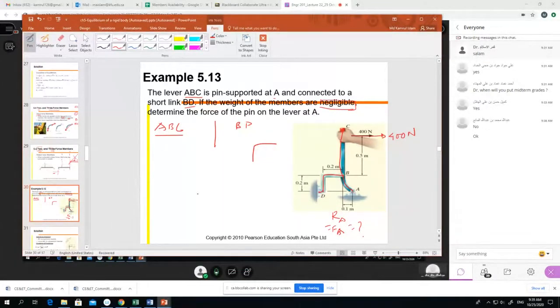So BD is one part of it. Here is the pin joint. And ABC is another part of it. Now what I'm telling, is that clear? Tell me. And here is 400 Newton, a 400 Newton force is applied. Here is A, point A. Right?